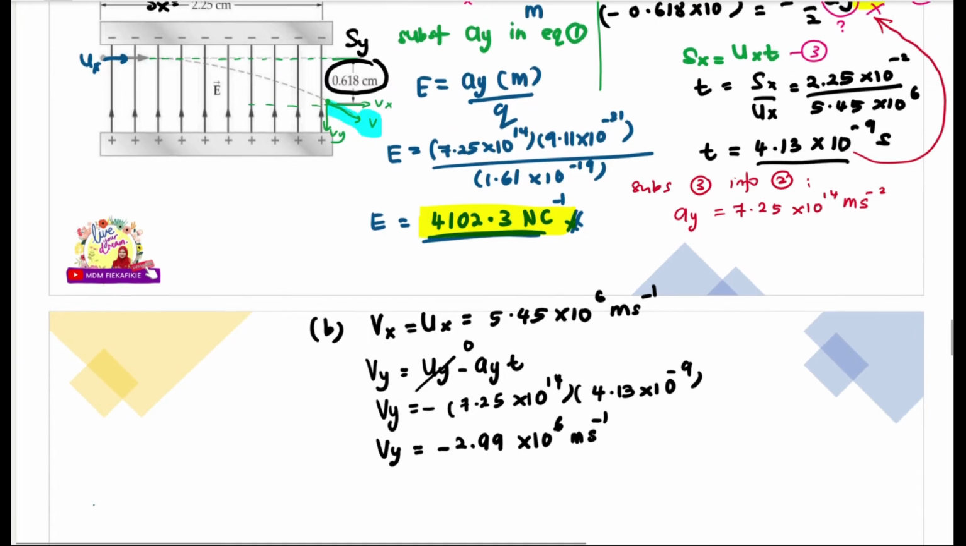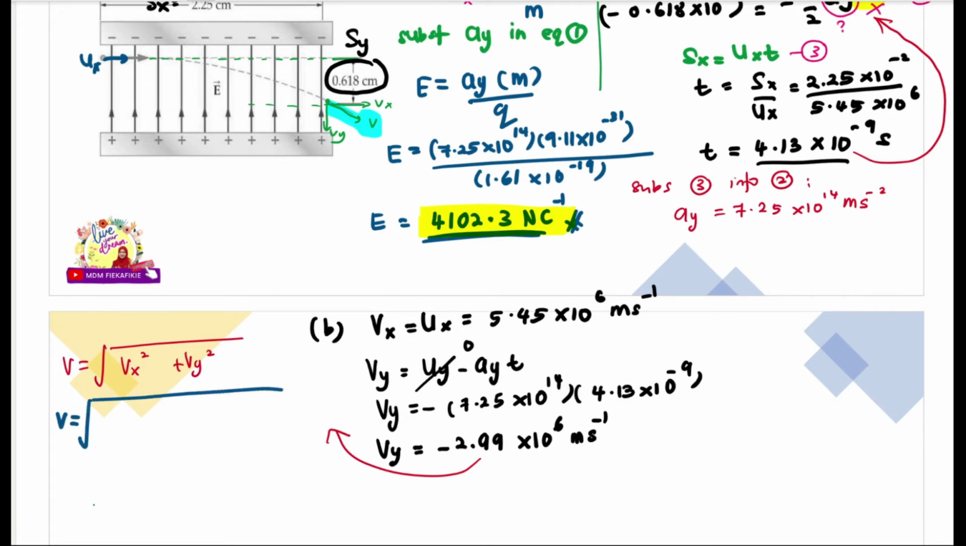Okay, ini belum jawapan lagi. Dia nak kira V, right? So, therefore, we can calculate V. Saya tulis kat tepi ni. So, V is equal to square root Vx squared plus Vy squared. Okay, so masukkan nilai dia.